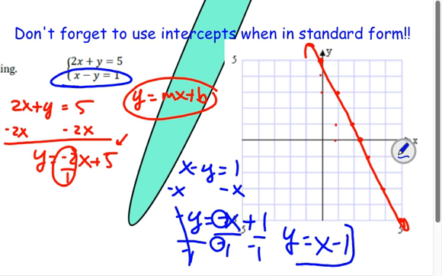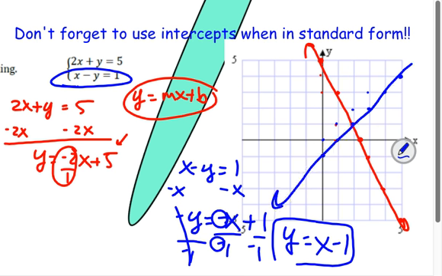So here's my line in slope-intercept form. My y-intercept is negative 1. And my slope now is up 1 over 1. Up 1 over 1. And I'm going to keep going here. I already know where the two intersect. I already know where my solution is, but I would keep going.